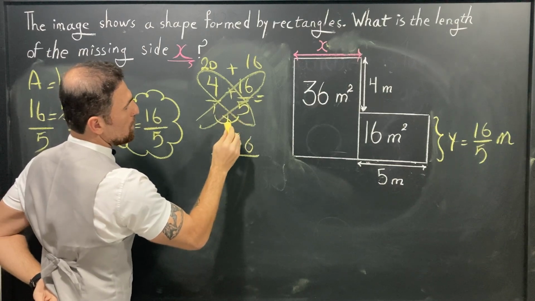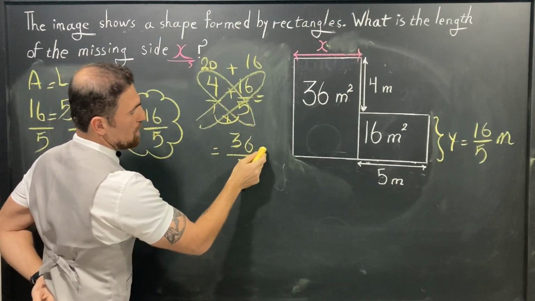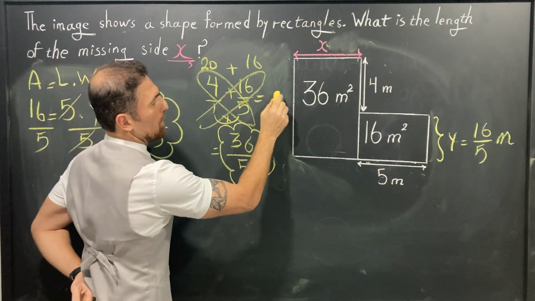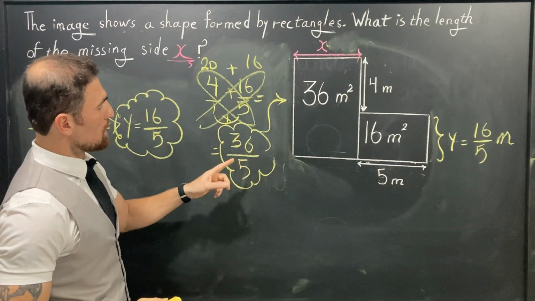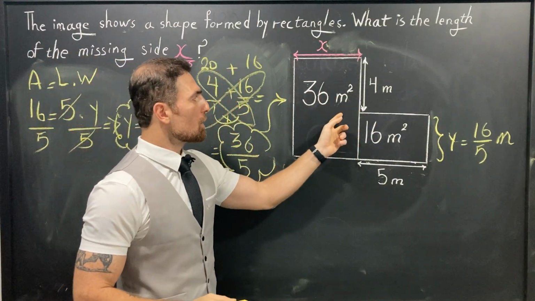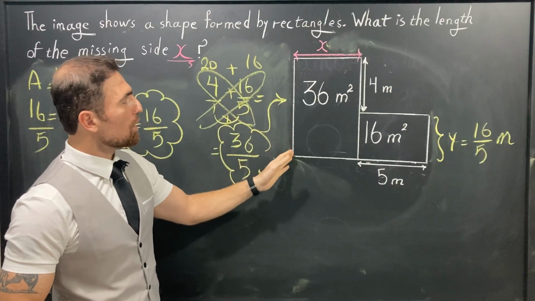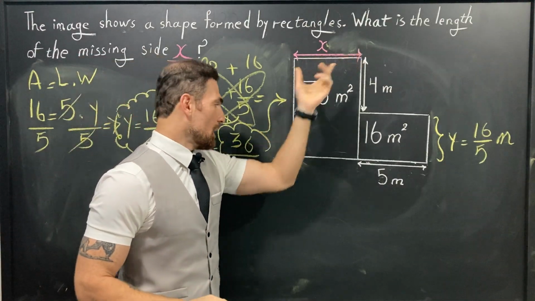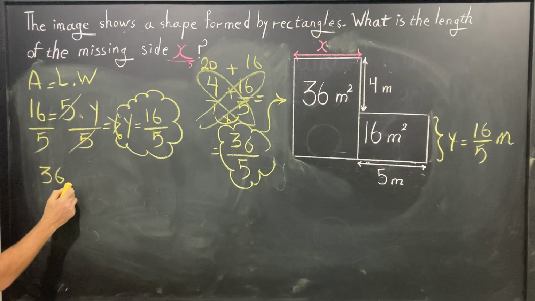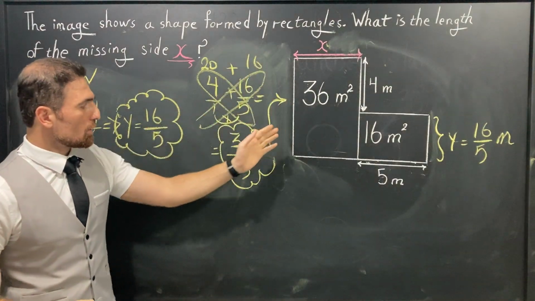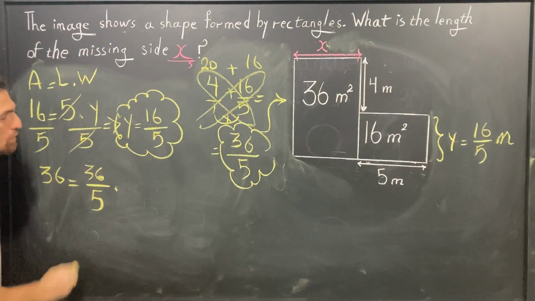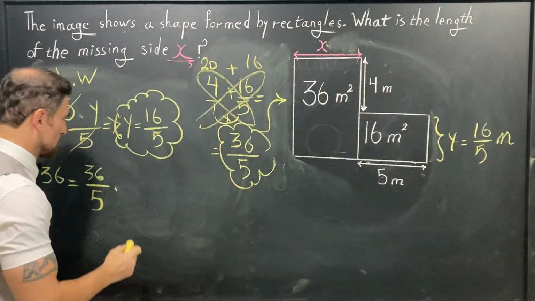1 times 5 equals 5. So the answer is 36 over 5. The length of this side is equal to 36 over 5. Now we have the area of the big rectangle, we have the length of this side, we are going to find the x. So the area 36 equals this side 36 over 5 times x.